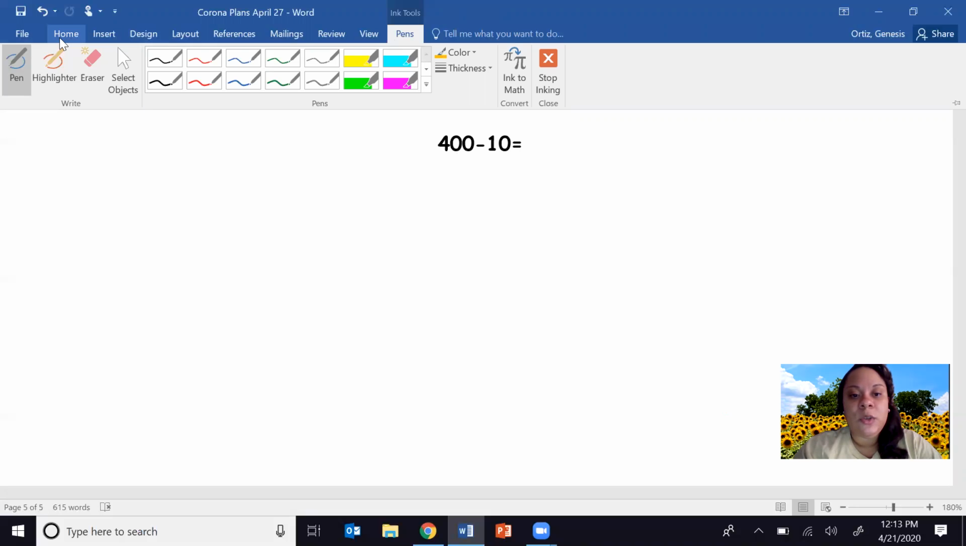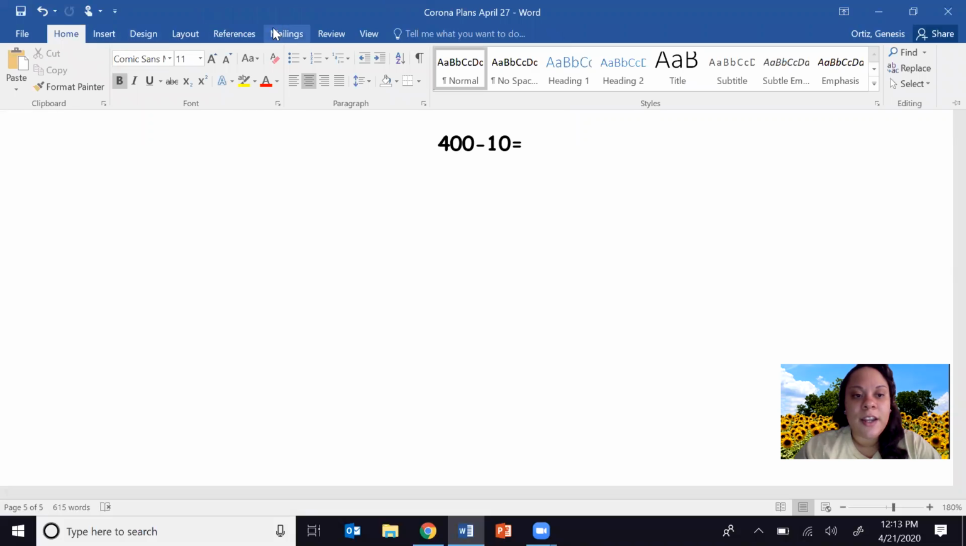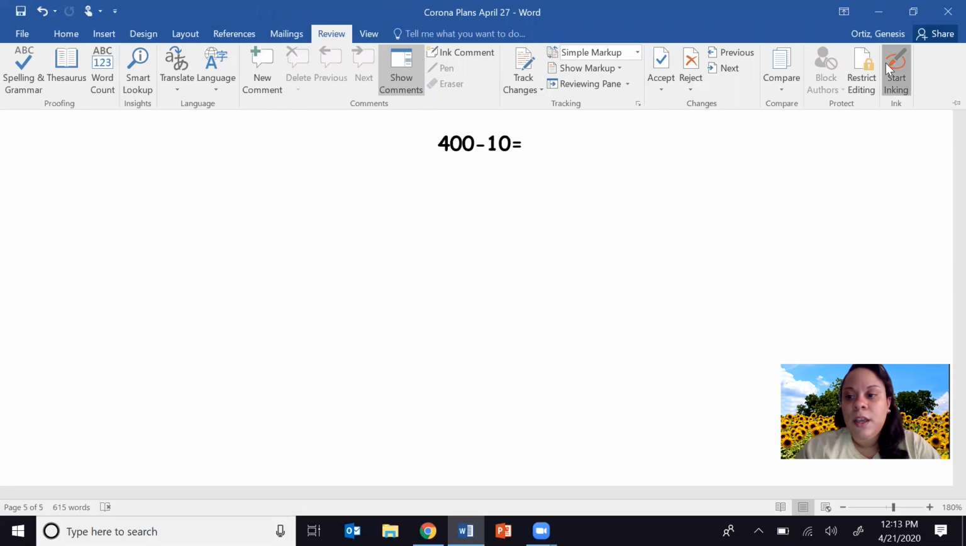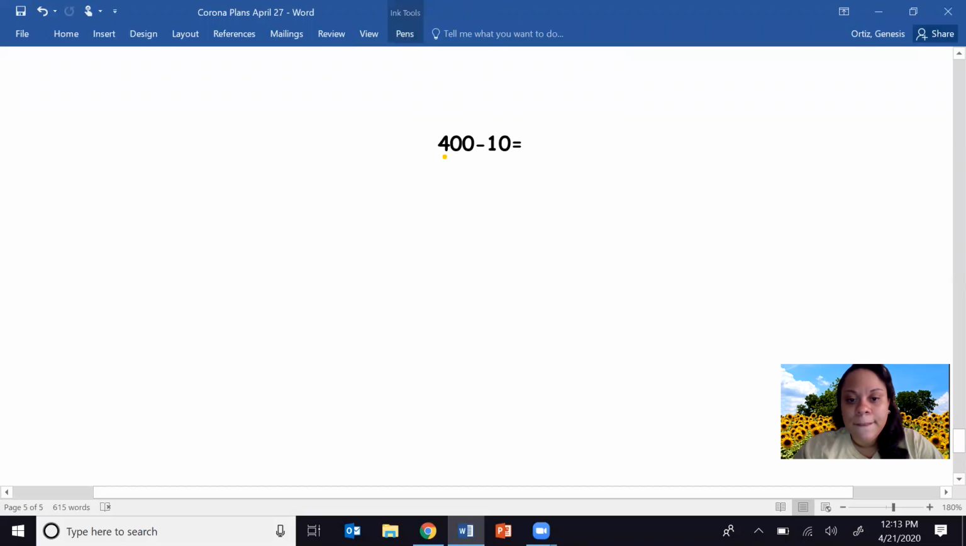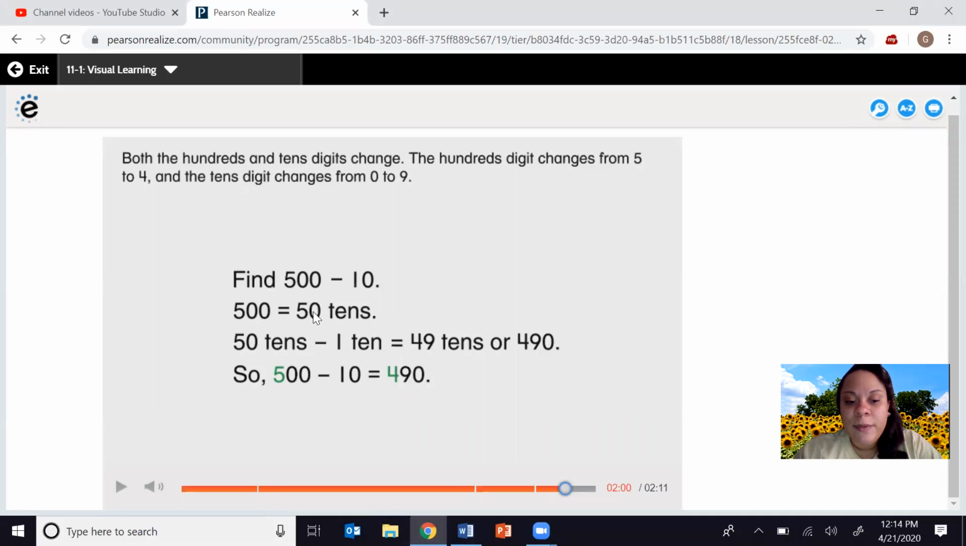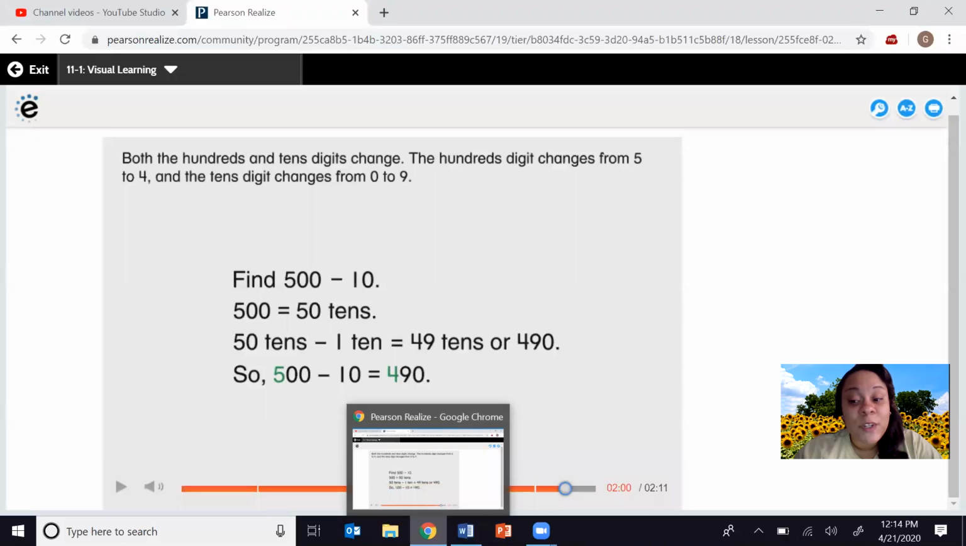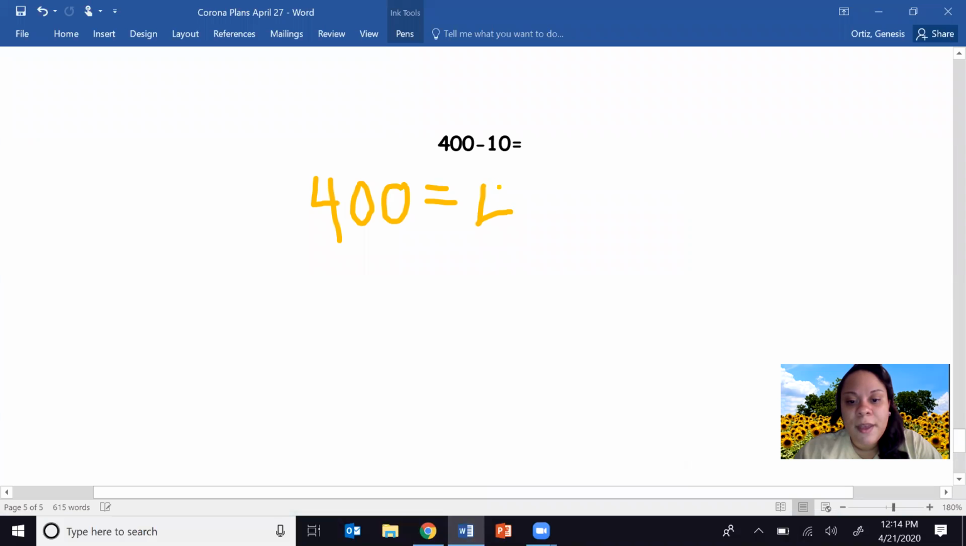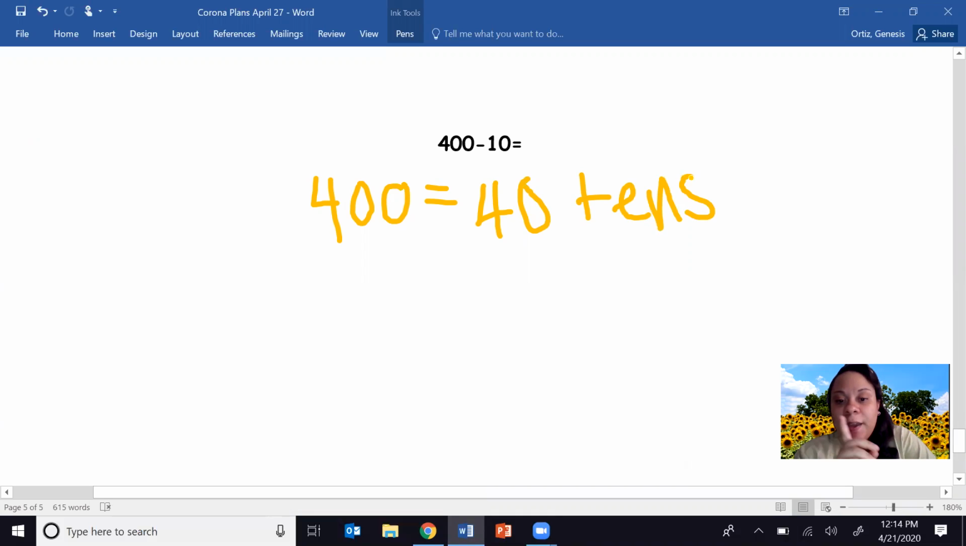So just to give you a visual, kind of like what I was explaining, if I get my pen, where's my pen? There we go. So 400, right? 400 is the same as what? I'll give you a hint. 400 is the same as how many tens? Do you know? It is the same as 40 tens. Okay? Now think about that. 400 is the same as 40 tens.